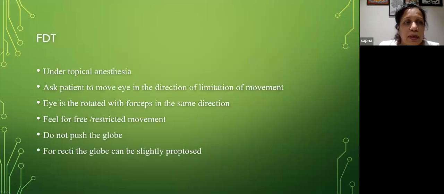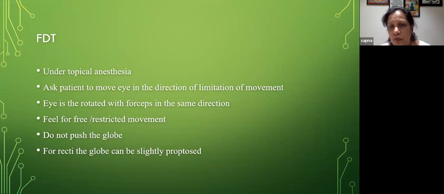Okay, I'll go fast on the force duction test and the force generation test. Force duction test is done under topical anesthesia. The patient is asked to look in the direction of the limitation of movement. Supposing we take the lateral rectus, if the lateral rectus is paretic, we ask the patient to look in abduction of that same eye, and then we hold the eye at the limbus with the forceps and move in that same direction of abduction.